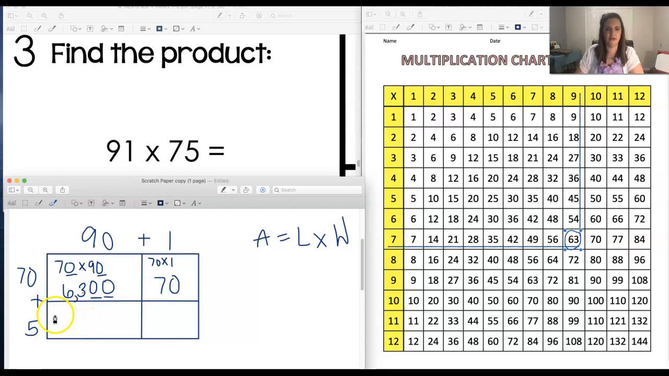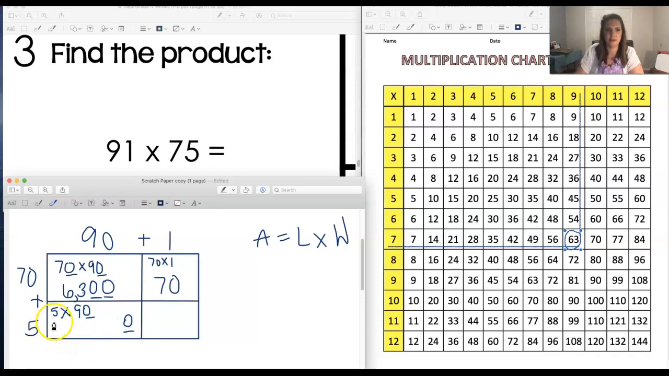Now we're going down here to this bottom rectangle, and it's going to be the length 5 times this width, which is the same as the line above it. So it's still times 90. And I see a multiple of 10, so I'm going to count that 0 and go ahead and put it in my answer right here.